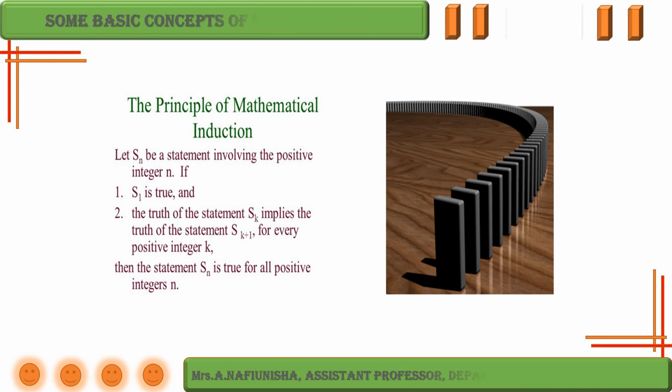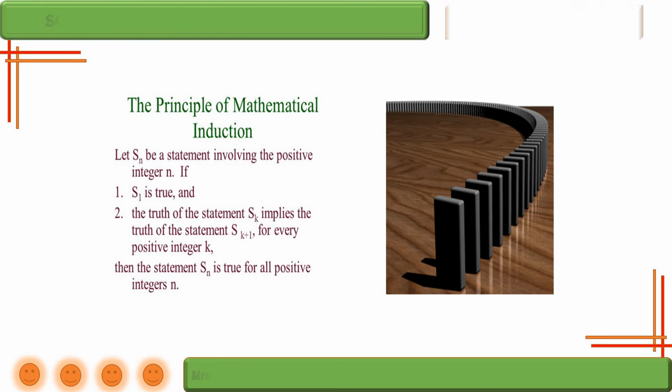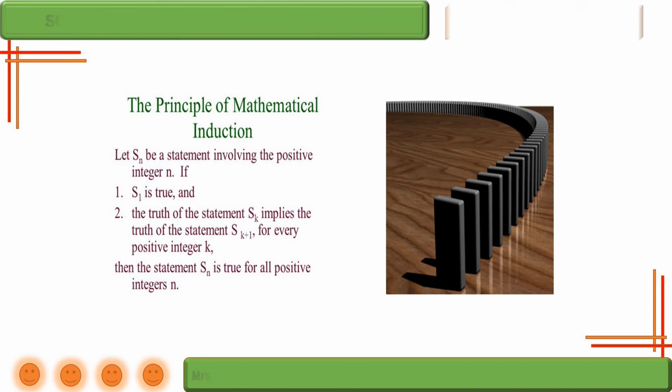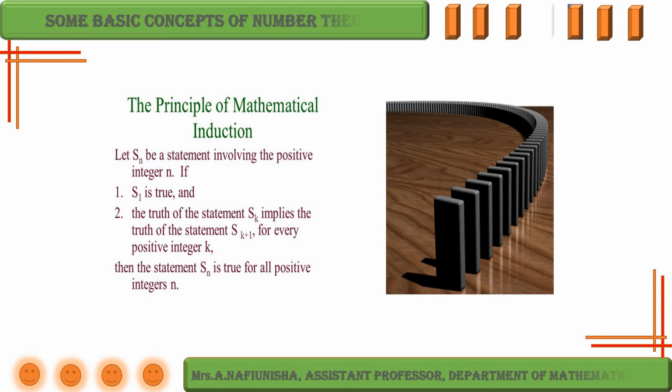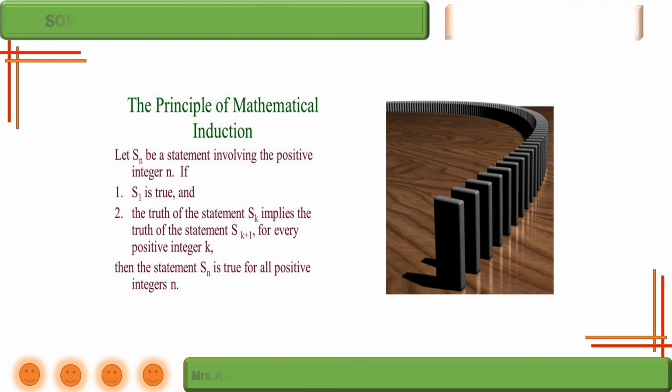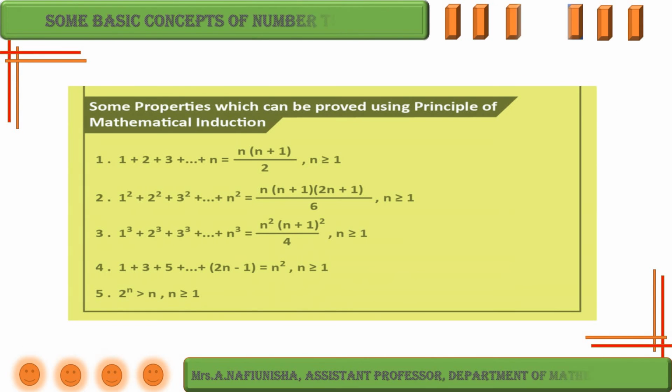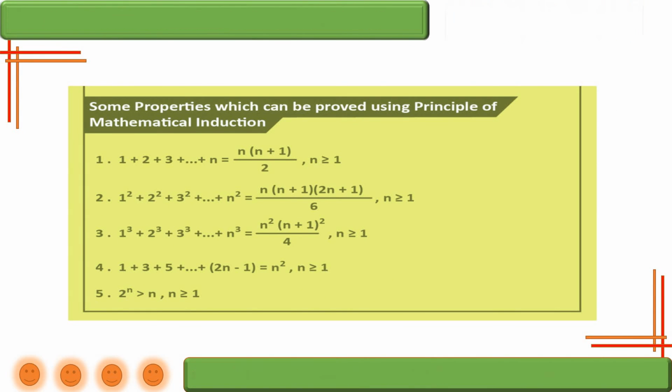A proof by induction consists of two cases. The first, the base case, proves the statement for n equal to 0 without assuming any knowledge of other cases. The second case, the induction step, proves that if the statement holds for any given case n equal to k, then it must also hold for the next case n equal to k plus 1. These are all typical examples of mathematical induction.